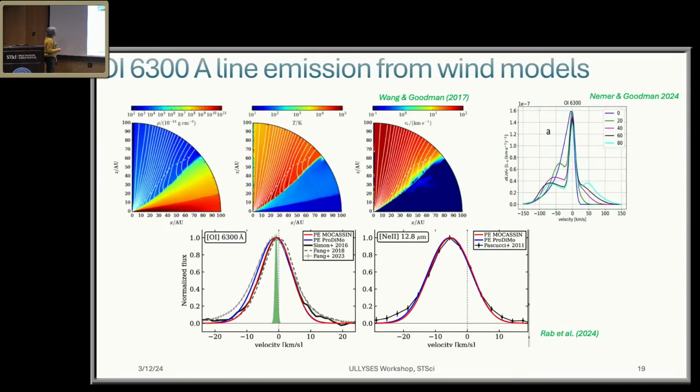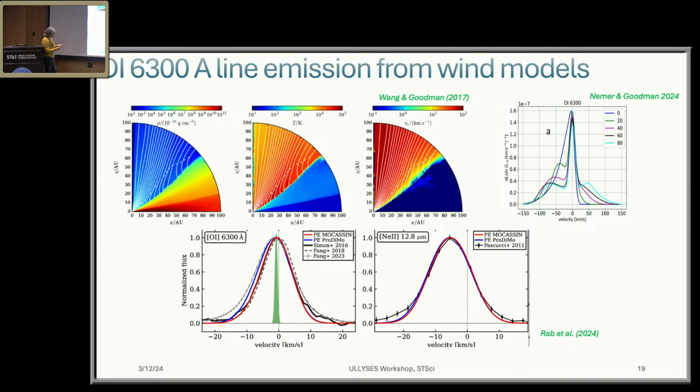And there are other people who worked on this, obviously. I mean, this is a very busy field. Many people have in fact tried to reproduce the [O I] 6300 angstrom line, and these are two such results that I'm showing here. There are many more. This is a hydrodynamical model of a disk from Wang and Goodman. And recently there was a paper where Nemer and Goodman tried to use this model and Cloudy to then explain the emission as being something via oxygen pumping.